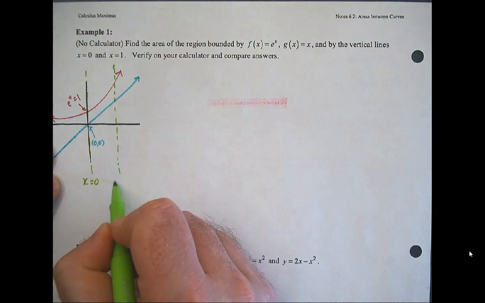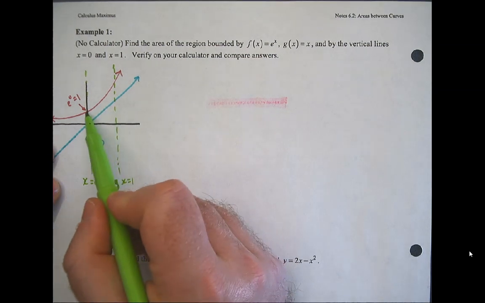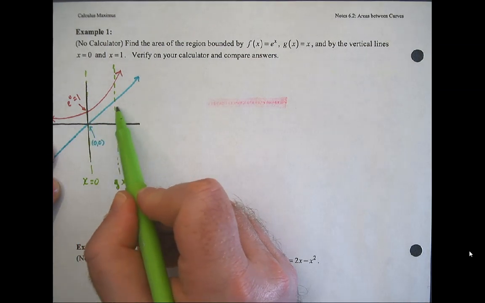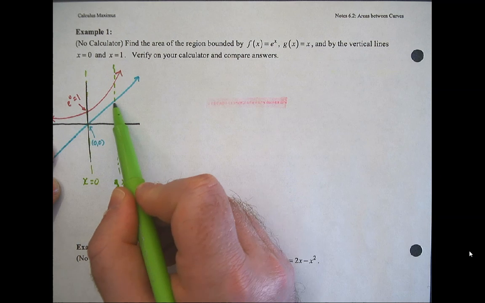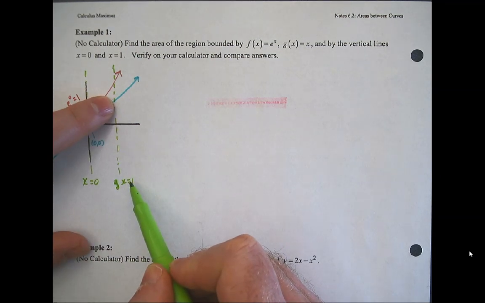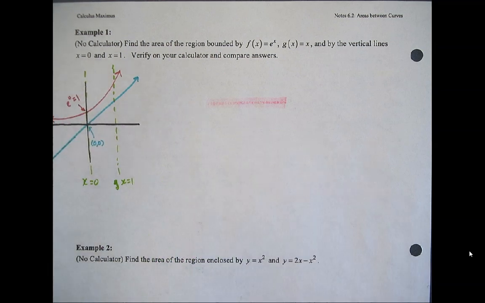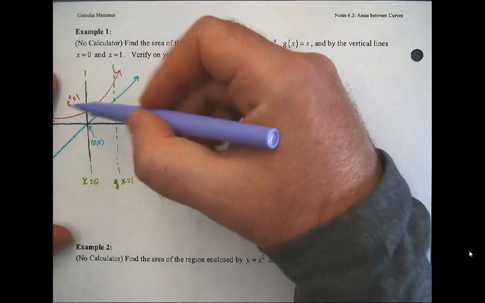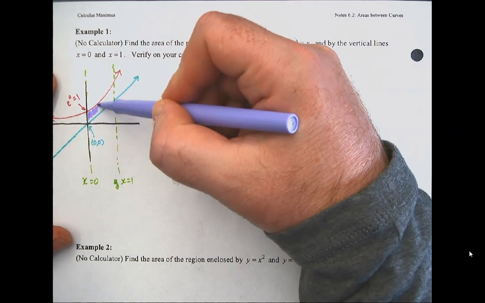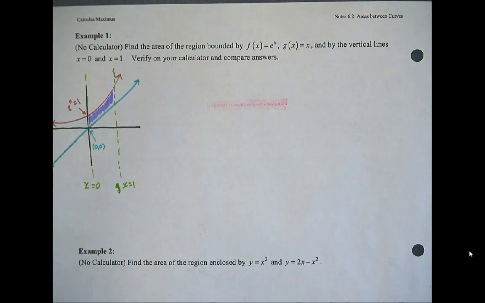And let's make sure that our graph is drawn correctly, because I just kind of sketched it. How do we know that this doesn't get underneath there? Well, let's just test this value. When I plug 1 into the x function, I get 1, so this is a height of 1. When I plug 1 into e to the x, I get e to the first, which is 2.718, whatever. So yeah, we're okay. So our region is going to be this place, bounded by those two vertical lines and then these two curves. So that's the region that we're looking for.